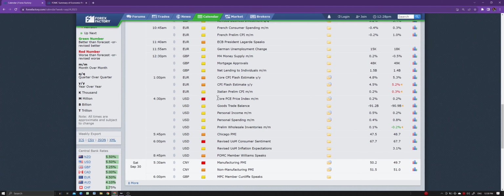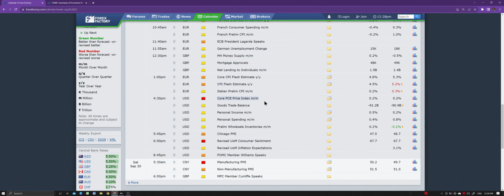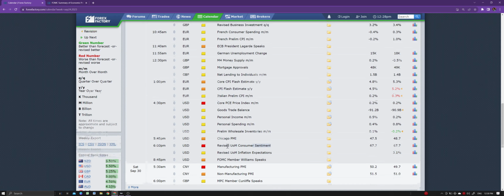Core PCE price index, a very important number that Powell has been reiterating again and again. That is an important number that the Fed is keeping an eye on. This number is forecasted to come in at 0.2%, stagnant, right? This number needs to drop if the rate hikes are working. And the consumer sentiment with the University of Michigan.